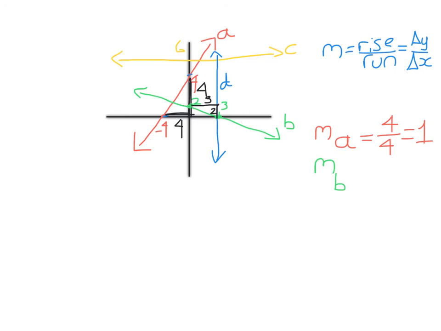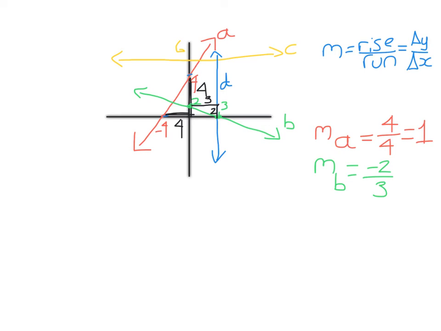When calculating the gradient of B, note it should be negative because B leans to the left. Line A leaned to the right, that's why its gradient is positive, but this gradient is negative. You always start at the leftmost point. So I've gone 3 to the right and 2 down. The gradient is the rise, or the change in y values, on top. The y value has gone down from this point to this point, by 2. So I'm going to put a minus 2 up there. This minus means that I've gone down. So I've gone down 2 and across 3 to the right. So the gradient of B is minus 2 over 3.